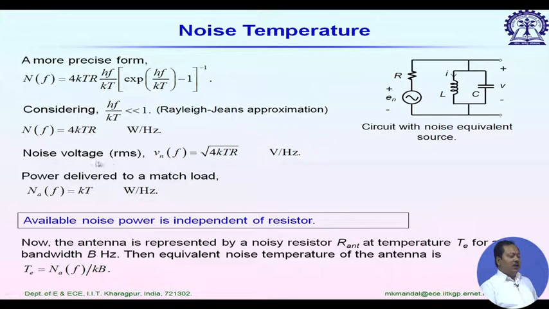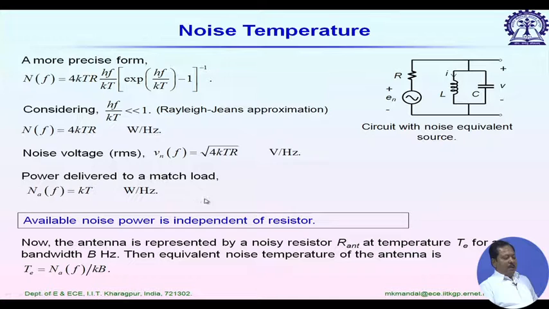Then the corresponding noise voltage RMS value. We already discussed previously that we used another parameter En. That is the square root of 4kTR volt per root hertz. Then the power delivered to a matched load, as we have already seen, is equal to kT, which does not depend on R, in watt per hertz. So the available noise power is independent of any resistor.